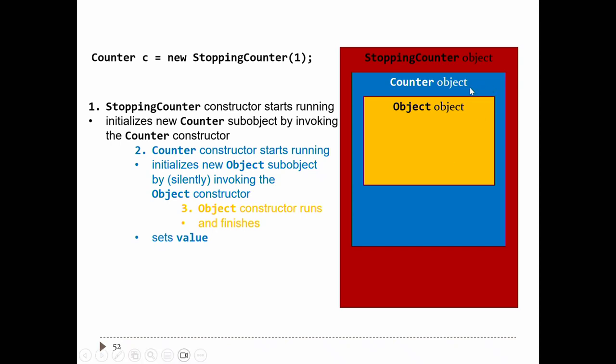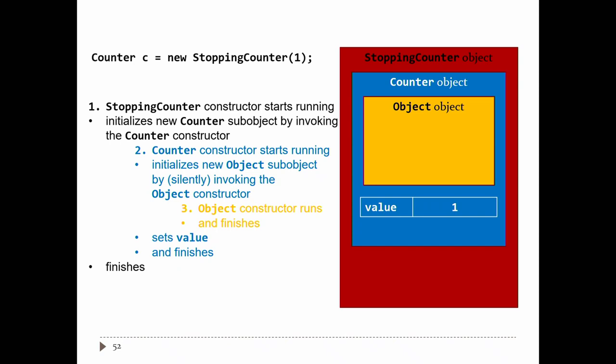Now the counter constructor is still running. So it makes the object part, and then it keeps going. The rest of the counter constructor checks this.value to make sure it's greater than or equal to 0, then sets this.value to 1. So inside the counter object, value gets set to 1. And now the counter constructor is done running, so the counter part of the object is now created. If the stopping counter constructor does any more work, now it happens. But there's nothing left to do, so it's done.